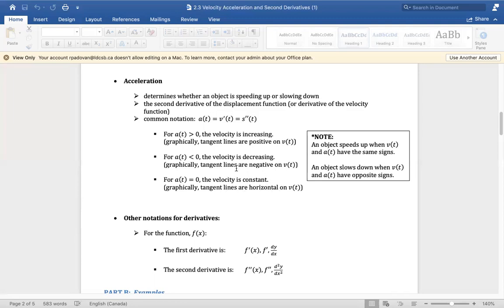So just be careful with that one. If your acceleration is 0, you still have movement, right? It's just that the movement is constant. You are not speeding up or slowing down.